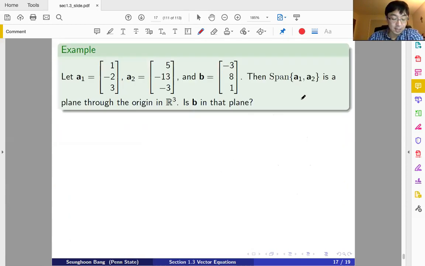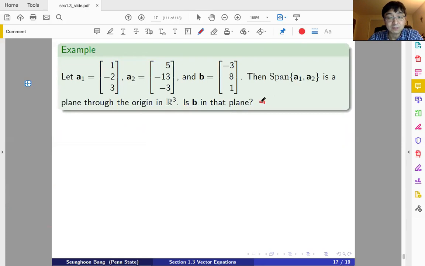Here, this example. The vector a1 is 1, negative 2, 3. Vector a2 is 5, negative 13, negative 3. Vector b is negative 3, 8, 1. Then span a1, a2 is a plane through the origin in R3 because the two vectors a1 and a2 are linearly independent. Is b in the plane or not? What does it mean? Here, is vector b in the plane of the span a1, a2?